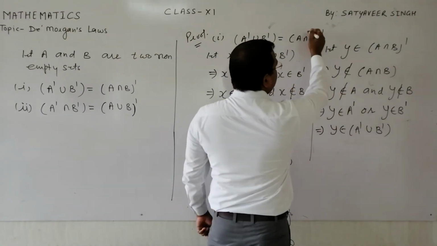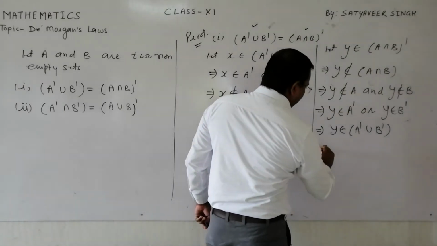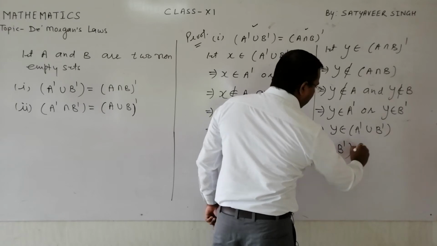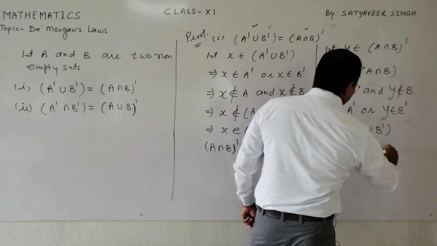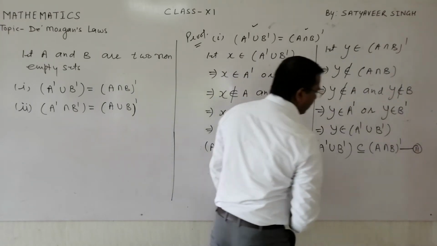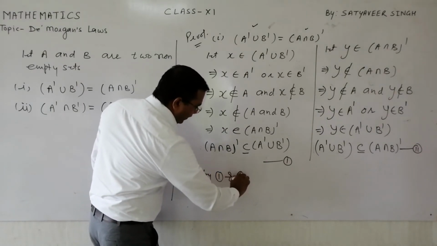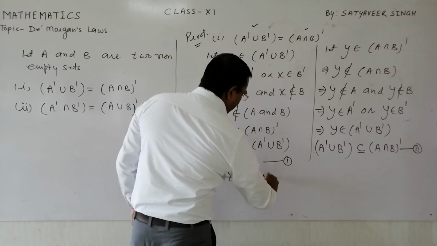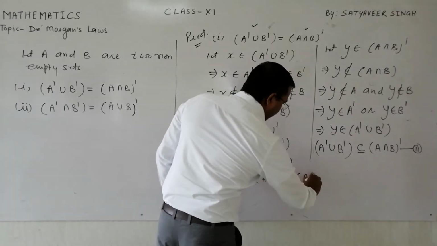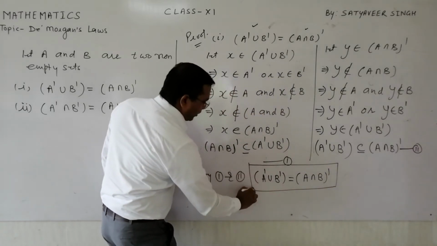Y we have taken in the left hand part and now we have proved this also belongs to the right hand part. So we can say now A complement union B complement is a subset of A intersection B whole complement. This we can say second, and by 1 and 2 we can say A complement union B complement is equal to A intersection B whole complement. So I hope you understand this.